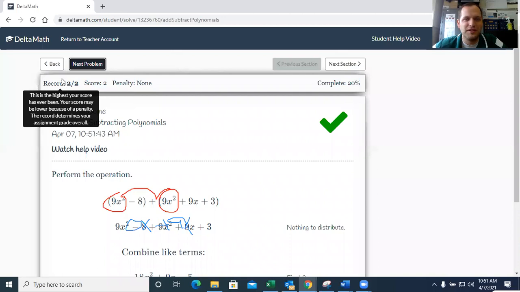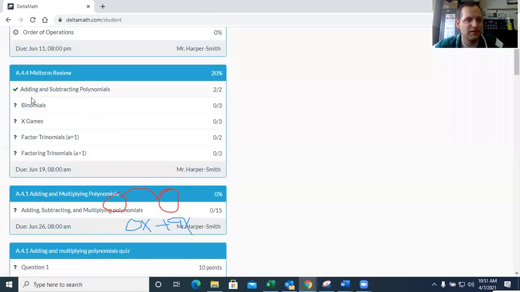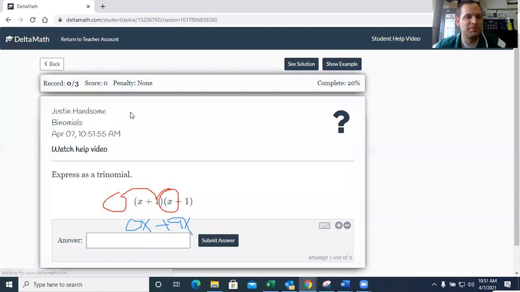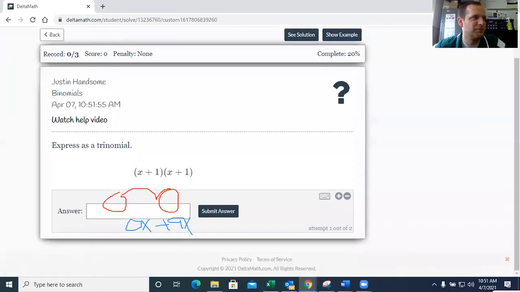Ta-da! And you can see there, it now says 2 out of 2. So we have completed all the problems for this section. So I jump back. You will see a problem like that on your final, on the midterm. Now we're going to jump to binomials. It's going to give us a couple of problems on binomials.